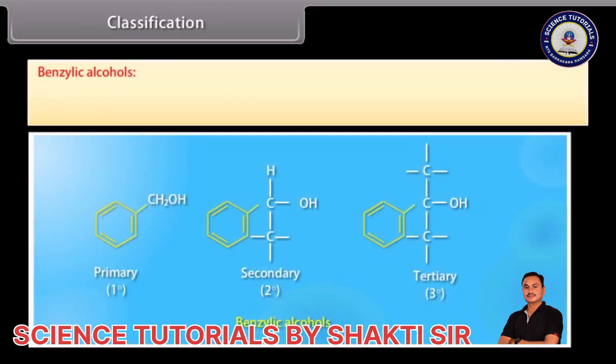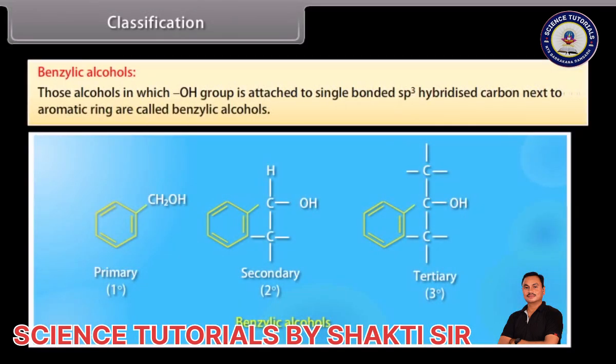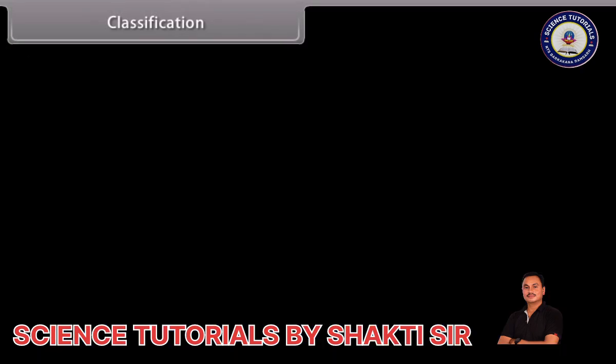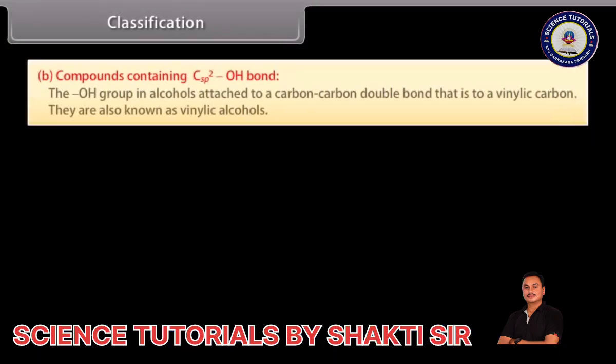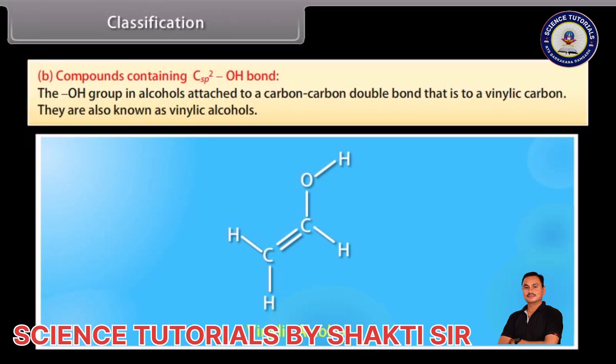Benzylic alcohol. Those alcohols in which hydroxyl group is attached to single bonded sp3 hybridized carbon next to aromatic ring are called benzylic alcohols. Classification. Compounds containing sp2 hybridized carbon atom bonded with hydroxyl group. The hydroxyl group in alcohols attached to a carbon-carbon double bond, that is, to a vinylic carbon. They are also known as vinylic alcohols.